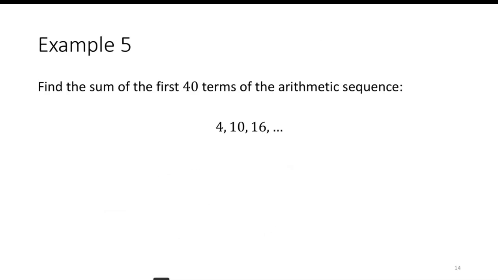All right, let's try this one. Let's find the sum of the first 40 terms of this sequence. So arithmetic sequence. So 4, then 10, then 16. So I know that the d is going to be 6 because I'm adding 6 each time. And my starting number is 4. So I know d is 6. I know a1 is 4. Now I've got to figure out a40.